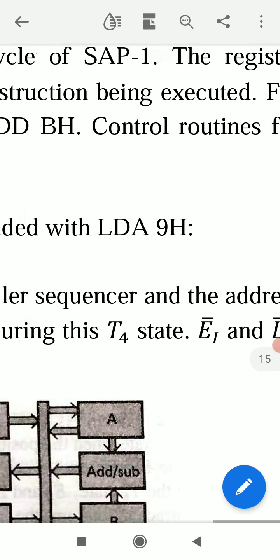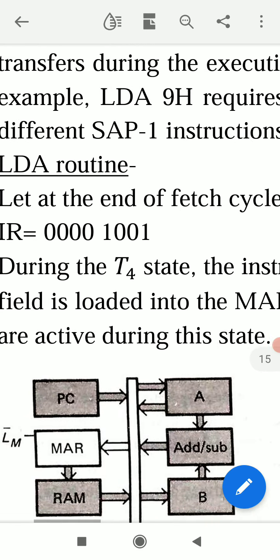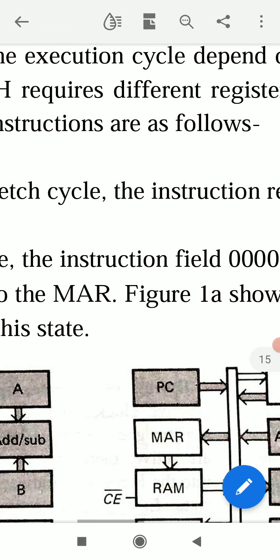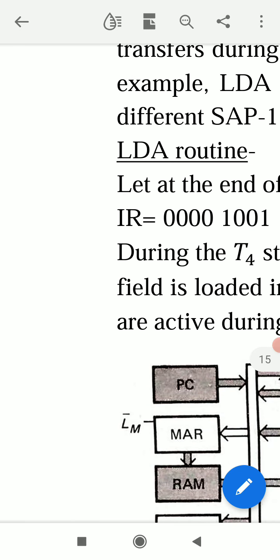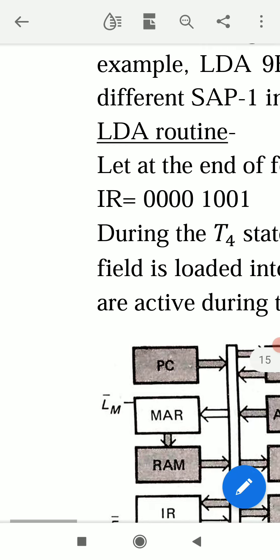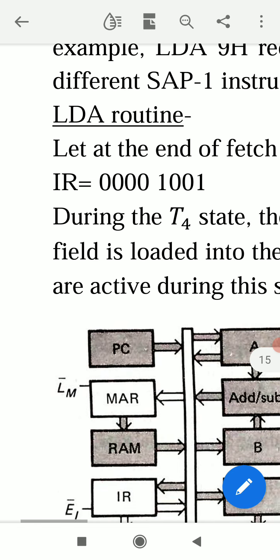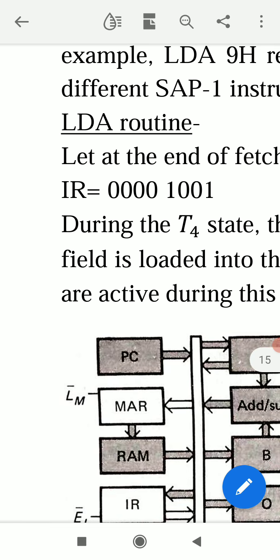Control routines for different SAP-1 instructions are as follows. First of all, we will discuss LDA routine. There are 5 instructions for SAP-1: LDA, ADD, SUB, OUT and HLT. So we consider first the LDA routine. LDA means load the accumulator.